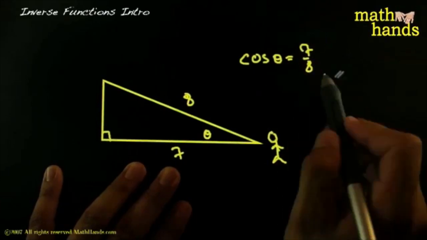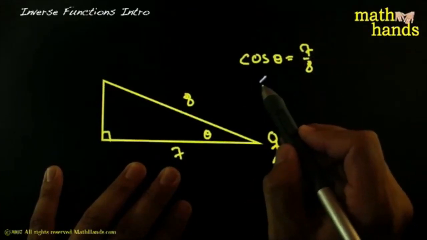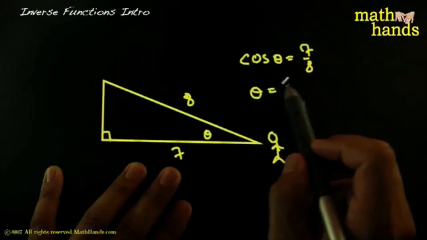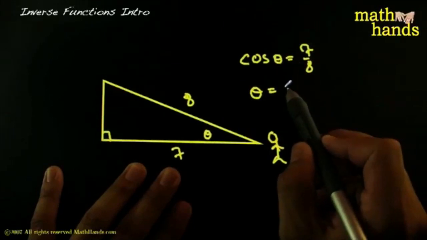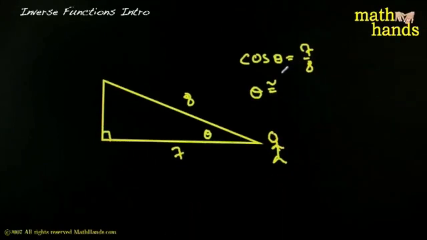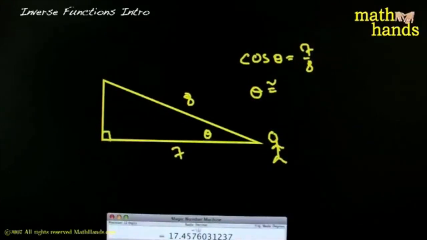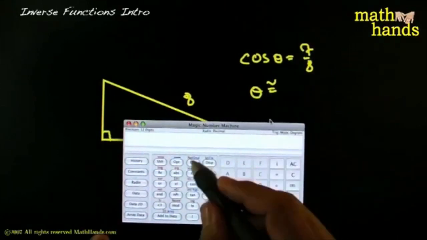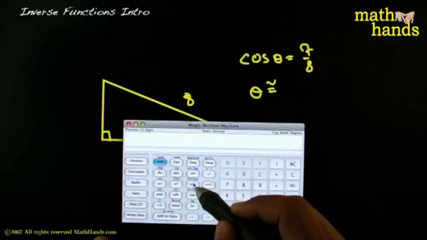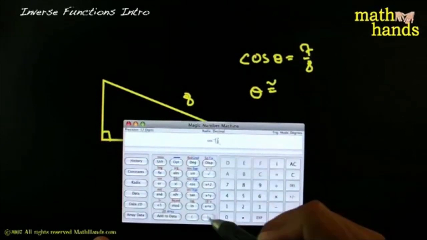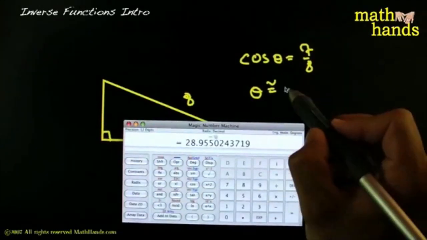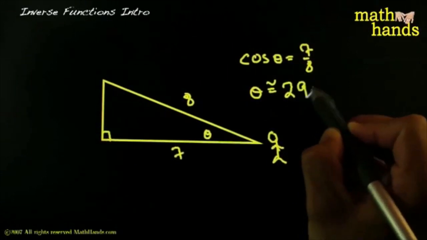And you think to yourself, well, there are many solutions, and we'll learn all those in the next few chapters, but for now, I can find one of the solutions, the one that's given by the calculator, the one that's between 0 and 180 degrees for cosine. So theta would be approximately, again, you would use a little magic number machine. Clear everything. Then I'm going to do shift cosine, that's the cosine inverse function. Then 7 divided by 8, close the parentheses, hit equals, and it gives me approximately 29 degrees.